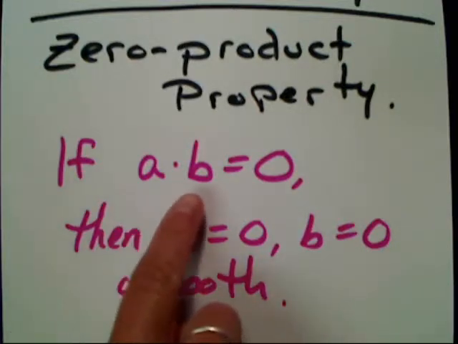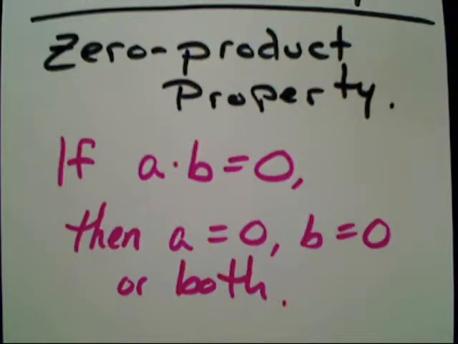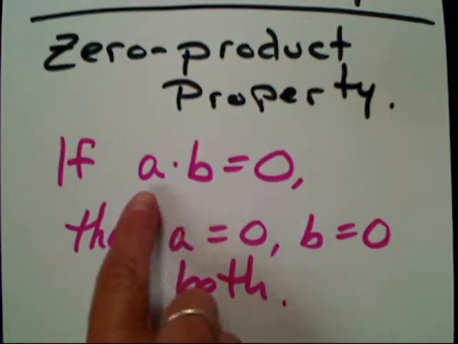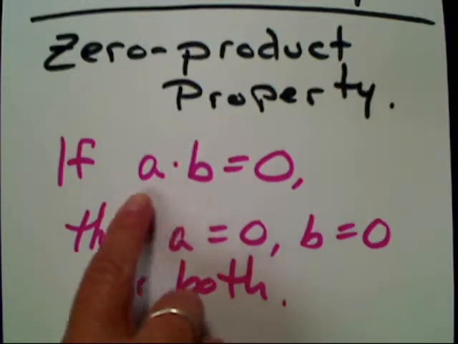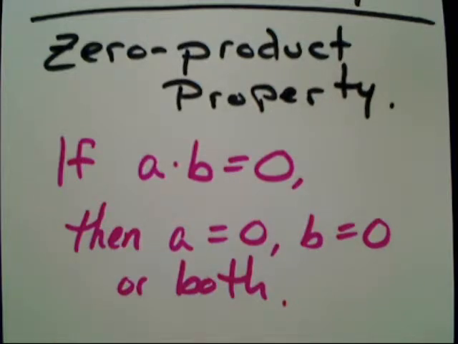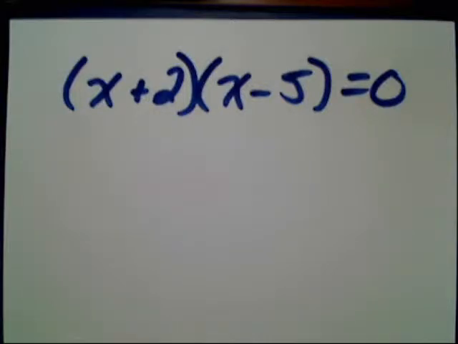If I have two numbers multiplied together equal to 0, then I know one of the two factors has to be 0. One of the two factors, the stuff that's being multiplied together. Let's see this with ugly variables. Say I have a problem like this. (x + 2)(x - 5) = 0.